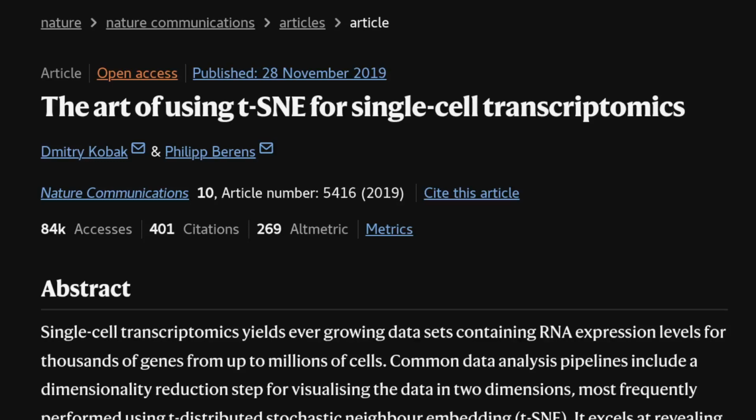The Art of Using t-SNE for Single-Cell Transcriptomics, Dmitry Kobak and Philipp Berens, Nature Communications, Volume 10, Article Number 5416, 2019. Cite this article. Abstract.